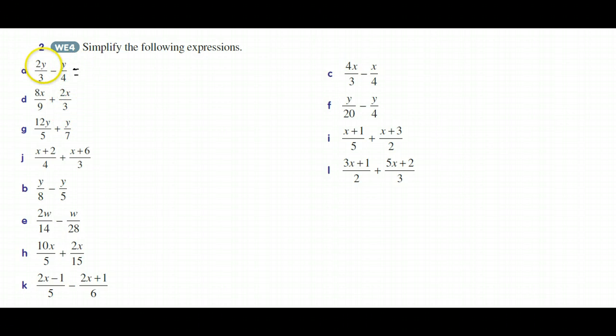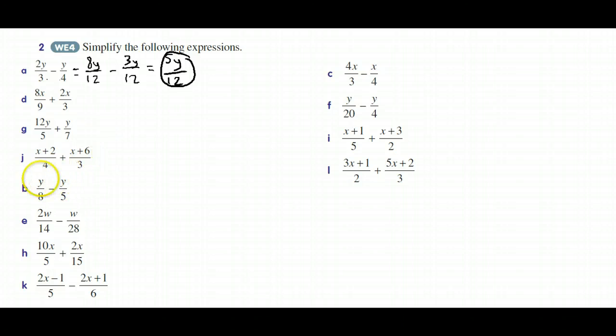Alright, in A, we've got 2y over 3 minus y over 4. Again, we've got to get the denominator to be the same, so the lowest common multiple is 12. So let's put 12 on the bottom for each. To get this to be 12, we've got to multiply it by 4, so we're going to do the same to the top. Multiply it by 4 and we get 8y. And then to get 4 to become 12, we've got to multiply it by 3, so we do the same on the top and we get 3y. So now we've got 8y minus 3y, which is 5y, and it's still over 12.